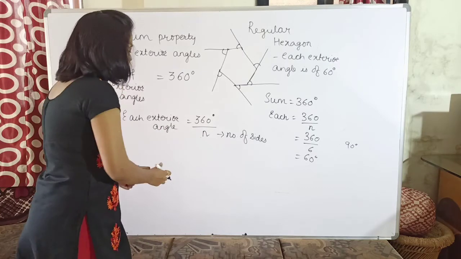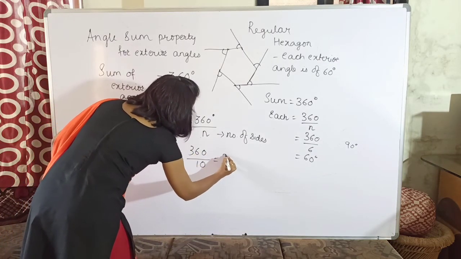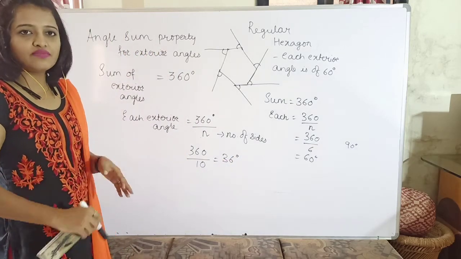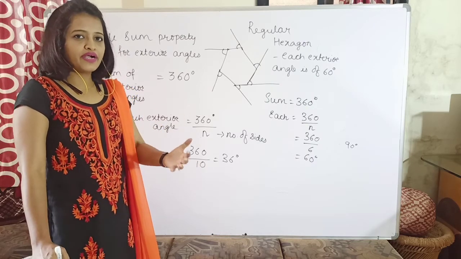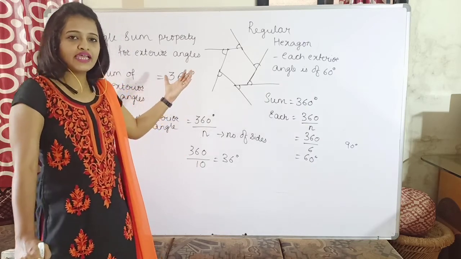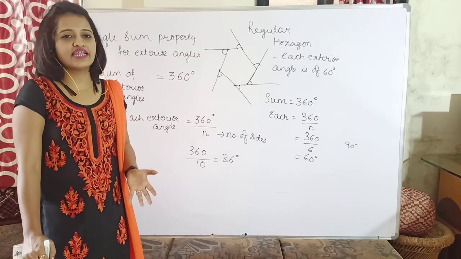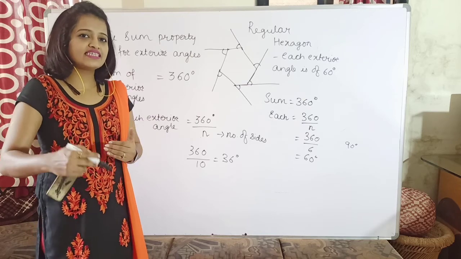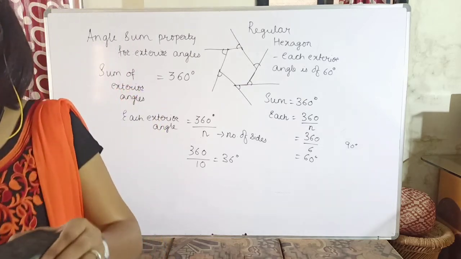So if I divide 360 by 10, in case of a regular decagon, I will get 36 degrees. Okay, so the interior angle sum will go on increasing as the number of sides increases, but in case of exterior angles, the sum will remain the same irrespective of the sides, and hence the exterior angle value will go on decreasing as we increase the number of sides.